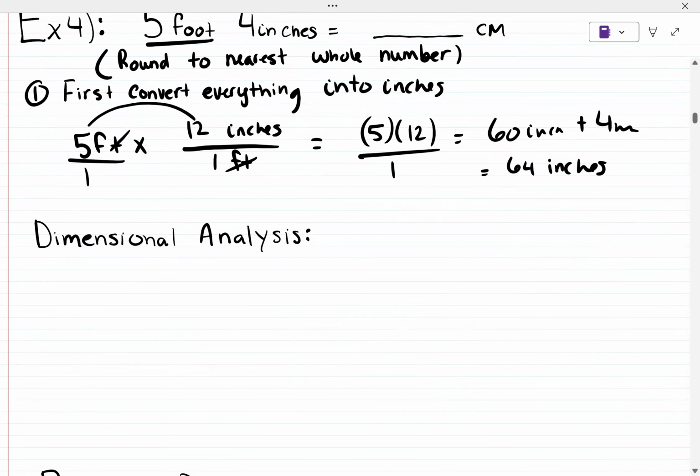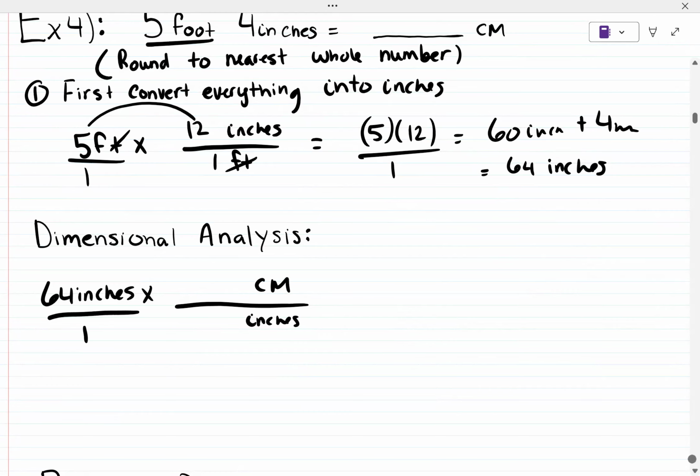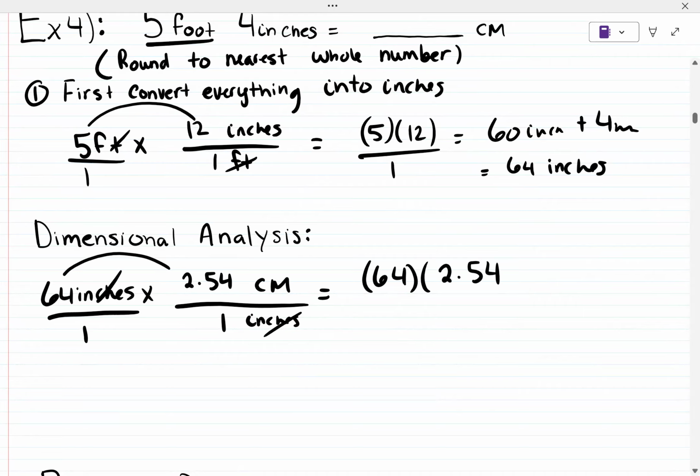Now that's not our answer, because we want it in centimeters, so we've got to do dimensional analysis. So it's going to be 64 inches times a fraction, with inches on the bottom and centimeters on the top, and then an invisible one. What is the relationship between inches and centimeters? We know that for 1 inch, there is 2.54 centimeters. Inches disappears and then multiply across. So 64 times 2.54, and your final will be in centimeters.